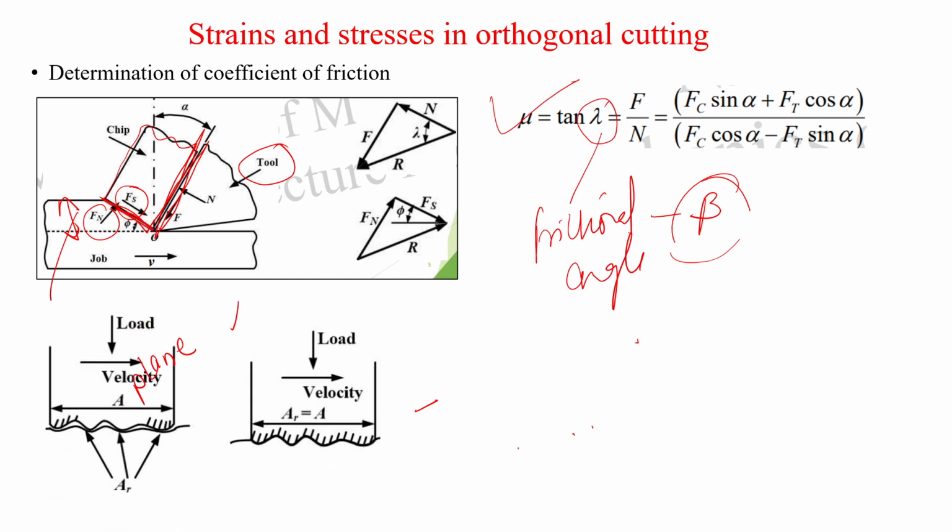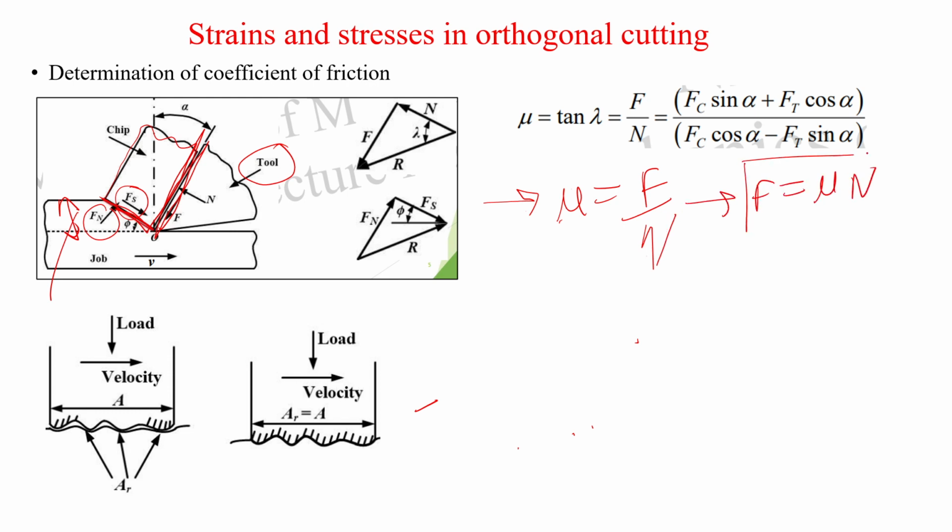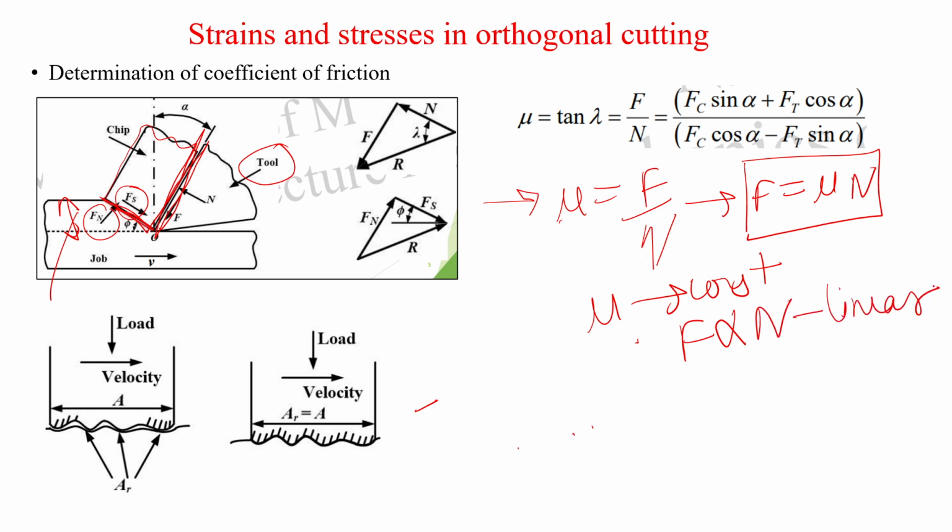Now, one important concept is there. Please look here. From this equation, mu is equal to F by N, which means F is equal to mu times N. And if mu is constant, this means F is directly proportional to N. This means a linear relationship. Did you understand how a linear relationship is developed?